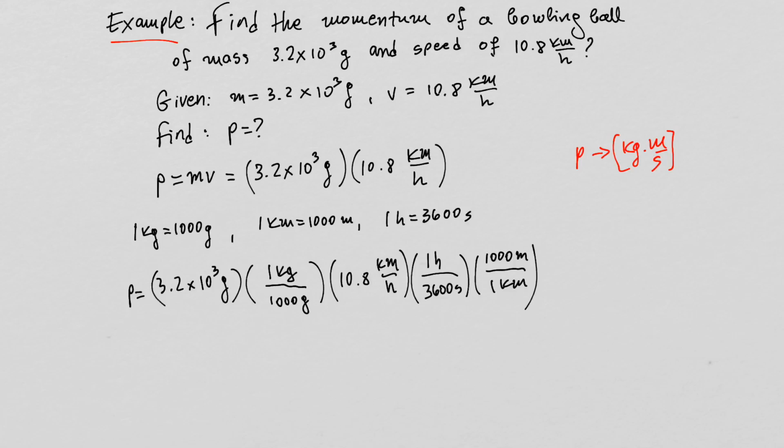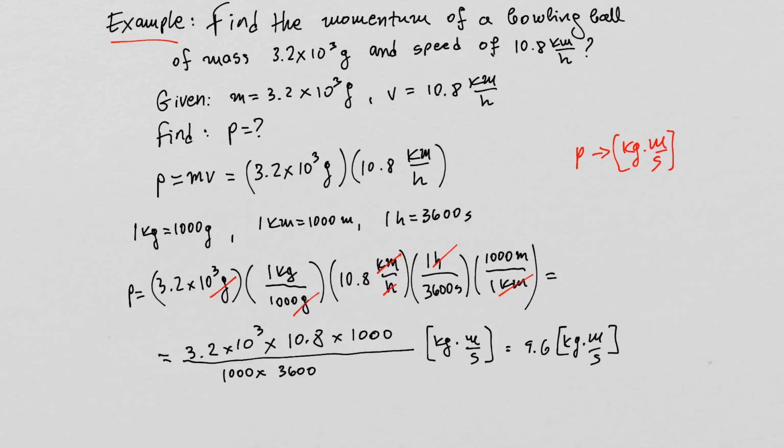So in the conversion of the mass, we have grams here and grams in the denominator in the conversion factor. Those will cancel out. And then for the conversion of the speed, we have kilometers in the numerator. They will cancel with the kilometers here in the denominator. We have hours in the denominator here and hours in the numerator here. Those will cancel out. And so let's see what we have left.